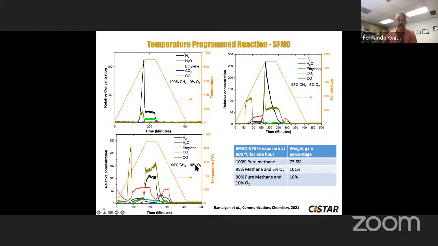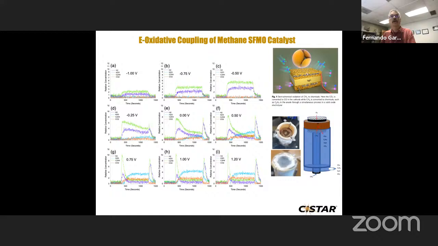We wanted to study this in a similar fashion to what the previous group did. These are some illustrations of our cells, showing just our small button cells with our active areas. You can see the coke formation here turning black after experiments. But we did find that at the appropriate negative potentials, and the open circuit potential of this, which is essentially running this in fuel cell mode, was about minus 1.1, minus 1.2 volts, there is ethylene production.